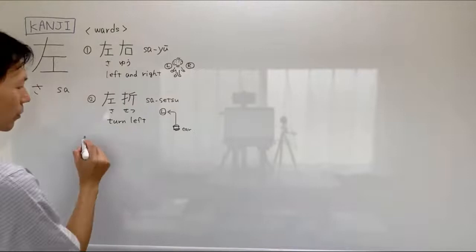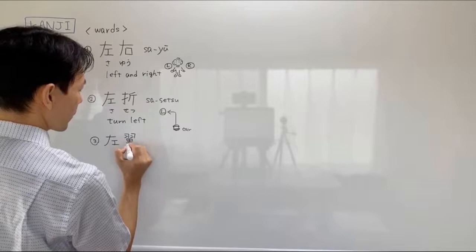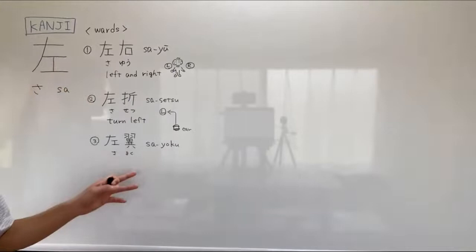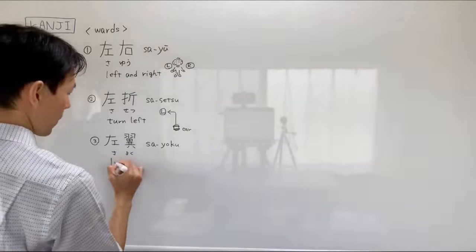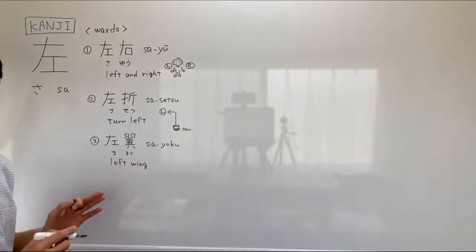And number three, さようく. Sayoku, and it means left wing. And left wing, for example, plane, bird, and politics, and baseball, and position of baseball.